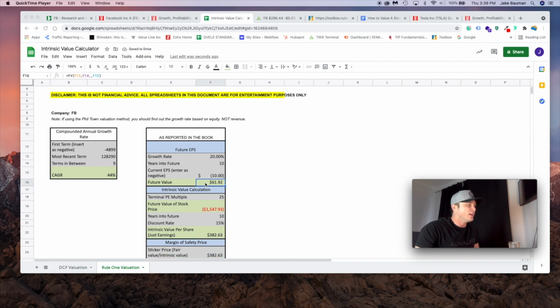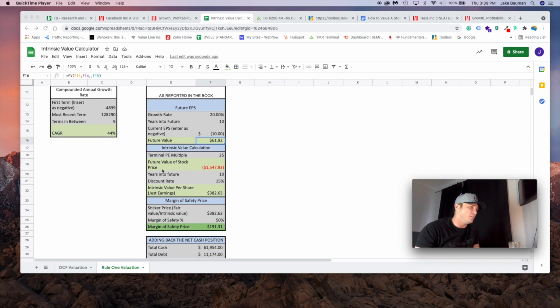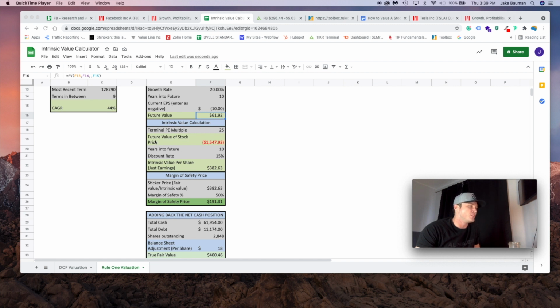That's annoying. And then you can see here, there's a function in Excel for figuring out the future value. I'll let you dig into that on your own time if you want to understand the mathematics there. Partially because I'm really bad at teaching still. I don't really know how to explain that yet. I understand the concept, I just don't know how to put it into words. But anyways, we need to come up with a terminal PE.